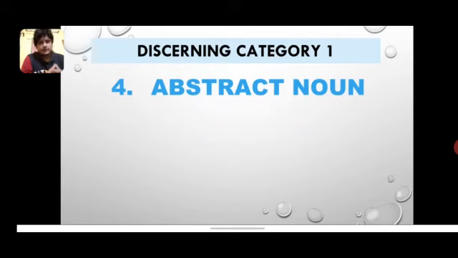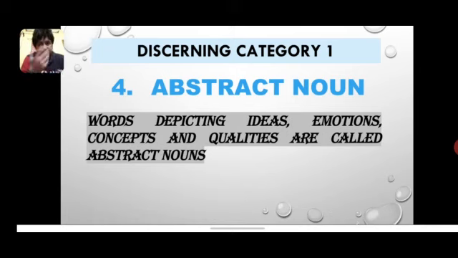Next up, we've got abstract now. Abstract, as I told you earlier in the briefing, means anything that is unreal, but of course is present. Anything that does not have a physical form, that is intangible, that cannot be touched. Now, let's see what the definition says. So, words depicting ideas, emotions, concepts, and qualities are called abstract nouns.